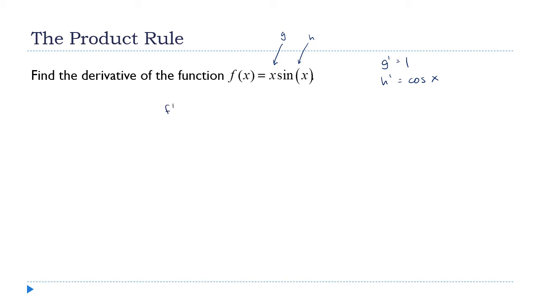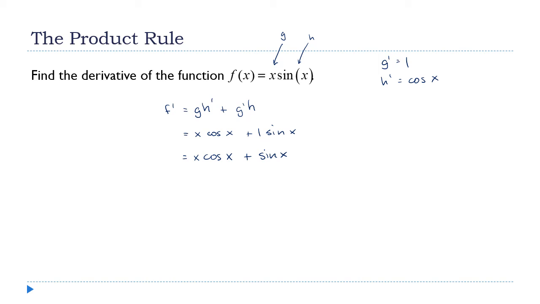So let's see, f prime is g h prime plus g prime h. That's x times h prime, that's cosine of x, plus g prime is 1 times h, which is the sine of x. So my derivative is x cosine of x plus sine x. And that's it, we're done. Right, now there's one thing you might have noticed.